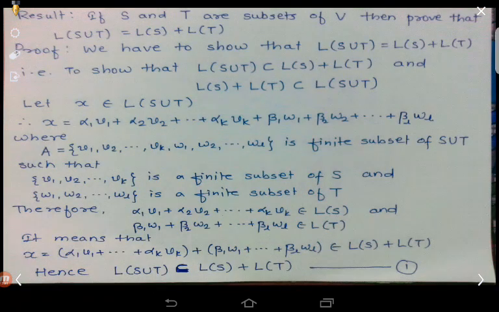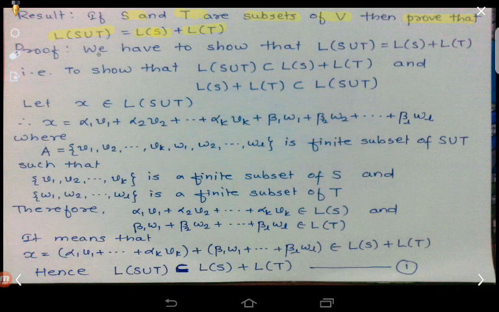Okay, alright. Next result: if S and T are subsets of vector space V, then prove that L of S union T, that means the linear span of S union T, is equal to the linear span of S plus the linear span of T. We have to show that equality, hence we have to show that the left side is a subset of the right side, and also we have to show that the right side is a subset of the left side.